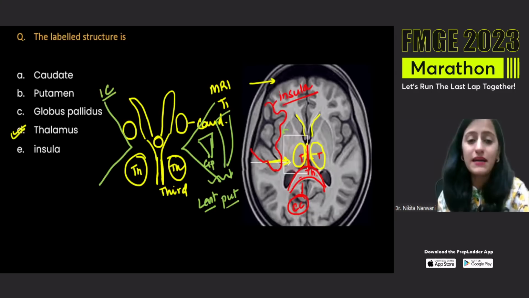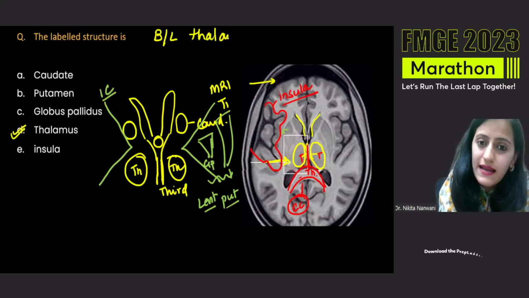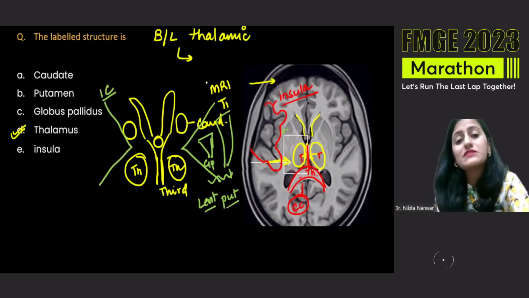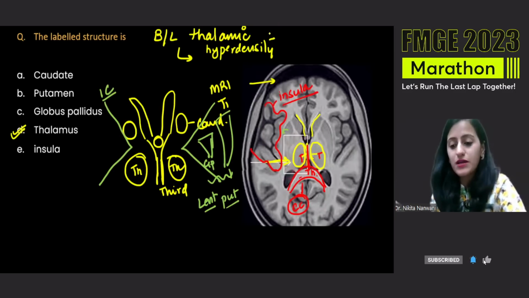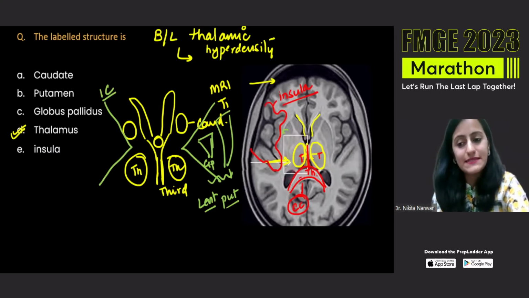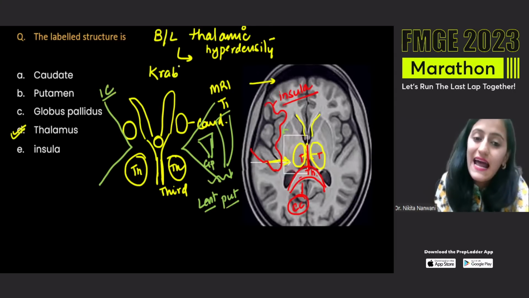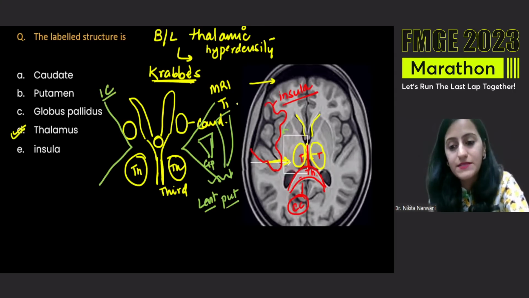Going one step ahead, since we are at thalamus, can you tell me that if you see bilateral thalamic hyperdensities in a child, what sphingolipidosis do you think of? So integrating this radiology with pediatrics and biochemistry, tell me that bilateral thalamic hyperdensities would be which sphingolipidosis? That is going to be Krabbe disease.